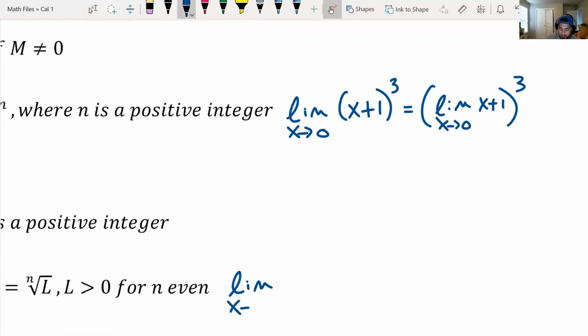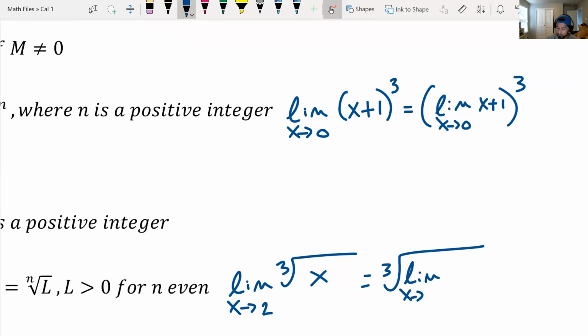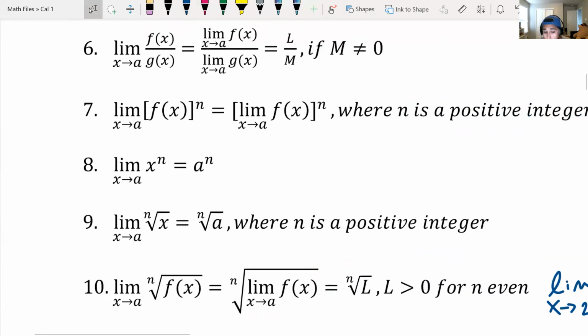The limit as x approaches 2 of the cube root of x. Well, we can rewrite it as the cube root of the limit as x approaches 2 of x. So you can apply the limit inside the radical. Okay, excellent. Those are our 10 properties.